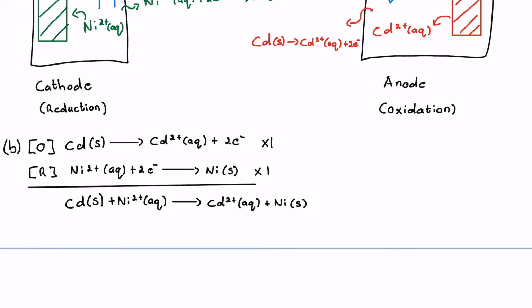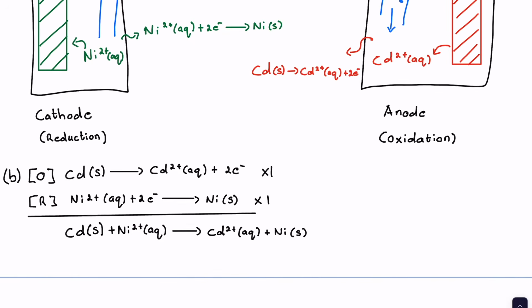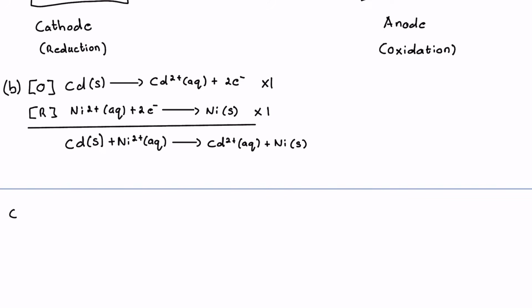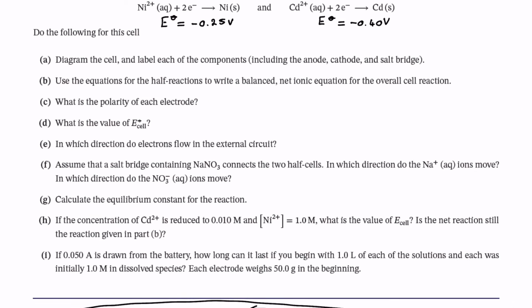All right. So that is the full balanced reaction that we needed to look at. That is the net ionic equation for the overall cell reaction, so that is what we wanted to write. We can see that nickel is being reduced, cadmium is being oxidized, all the species are in their correct phases, and that's what we wanted to do. All right. Let's look at C. C says, what is the polarity of each electrode?